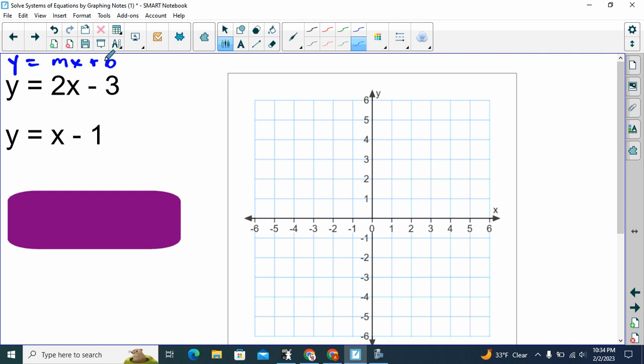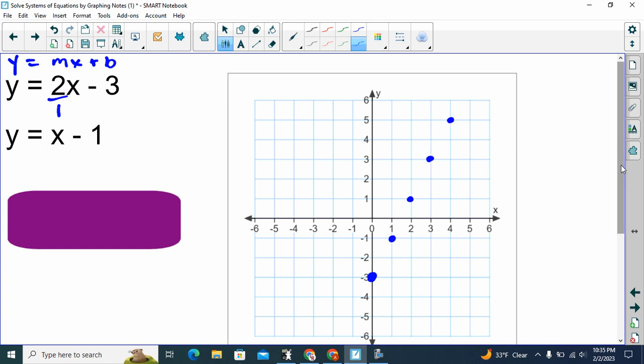So our y-intercept, our b, is -3. So starting at the origin, I'm going to -3 on my y-axis. I put a point. And then my slope, m, is 2. So from that y-intercept, I am going to go up 2 and right 1. 2 over 1. Rise over run.